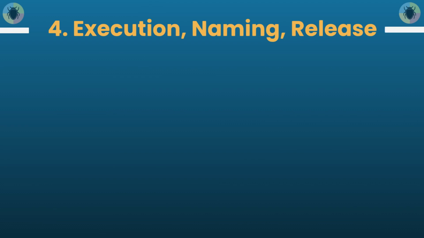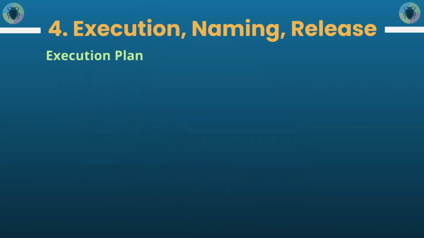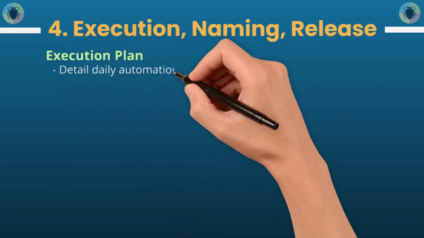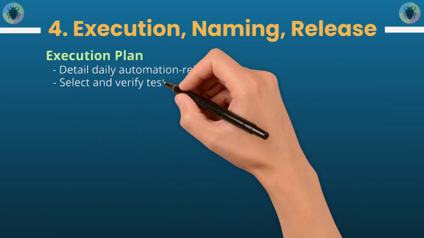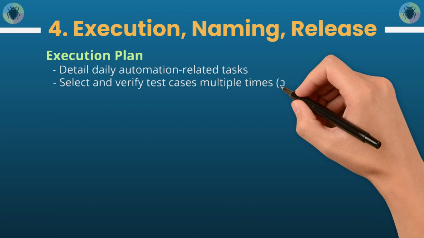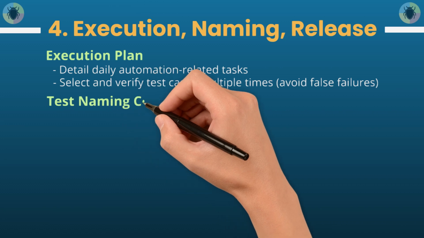Develop an execution plan, implement a test naming convention, and manage release control. Execution plan. Detail daily tasks related to automation. Select test cases based on predefined criteria and verify them multiple times before adding them to your regression suite to avoid false failures. Test naming convention.